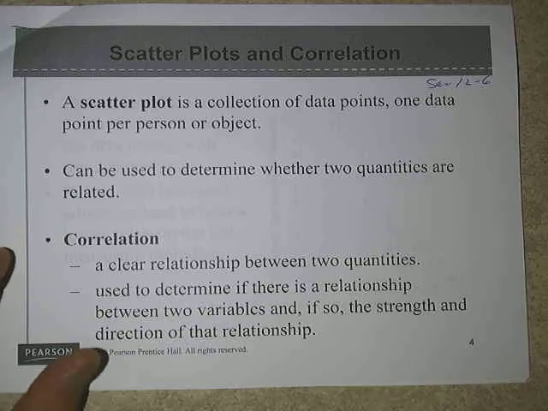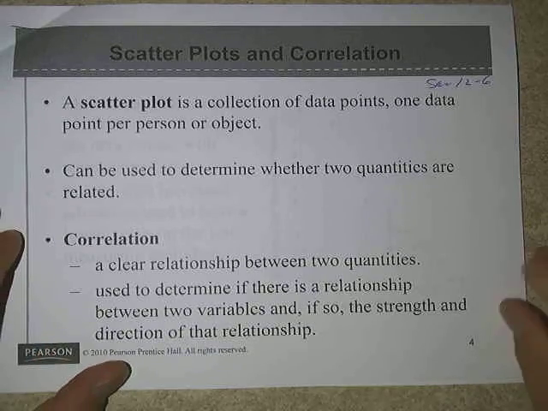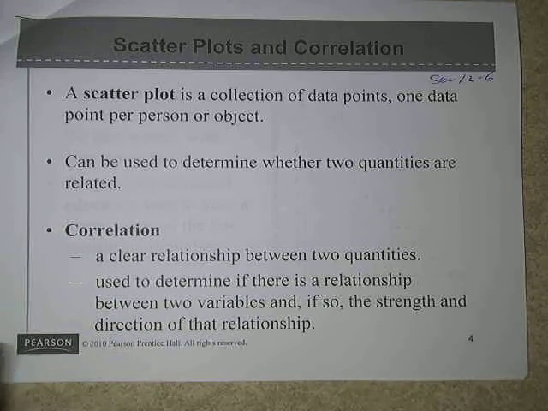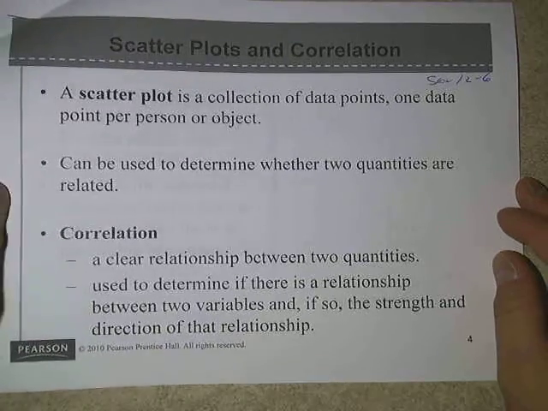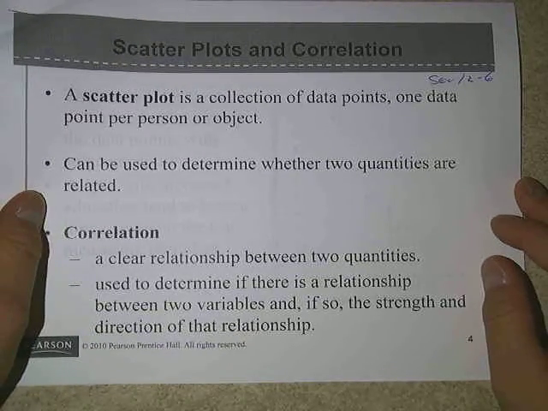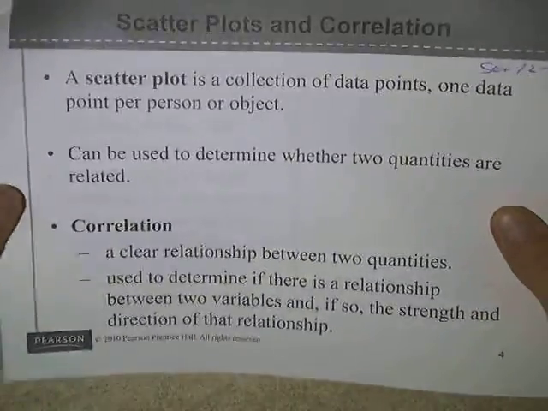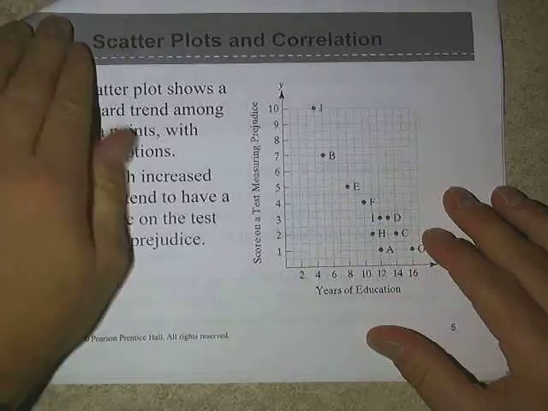Ultimately, we can use this scatter plot to determine if there is any kind of relationship between two quantities. If there is this idea of correlation, there's going to be a clear relationship between the two quantities. We're going to use that to determine this relationship between these two variables, and if so, the strength and the direction of that relationship. So those are the things that we're going to be looking for in terms of what we call correlation. So let's start out by looking at a scatter plot here.